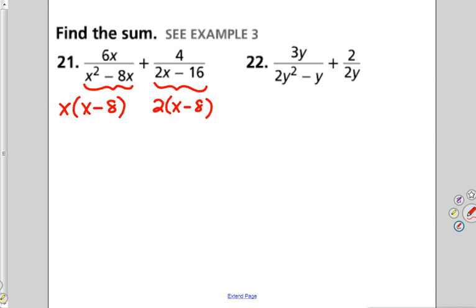All right, here's number 21 from lesson 4-4, page 221. As you can see, I've already factored the denominator for both of these fractions. And this is a common one that students still have difficulty with.